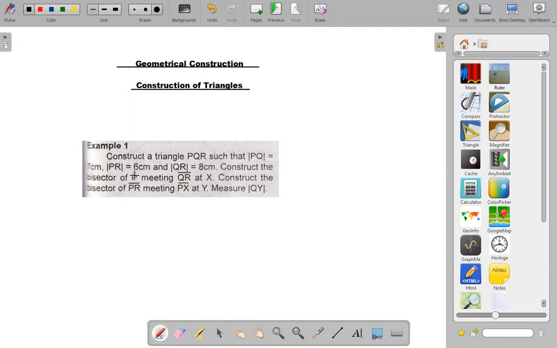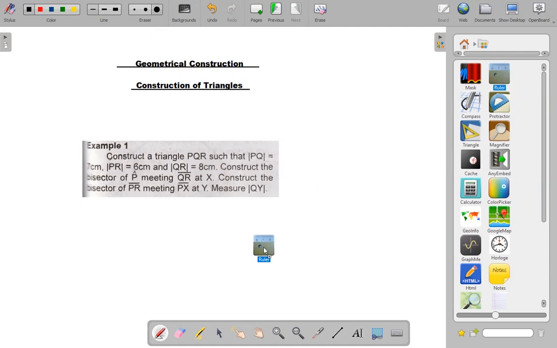Whenever you see a letter written with a symbol on top that looks like an angle, that means angle P. That is, your angle should be at point P. So this instruction says construct the bisector of angle P meeting QR at X. Construct the bisector of line PR. This bar means line PR, meeting line PX at Y. Measure QY. So how can we do this?